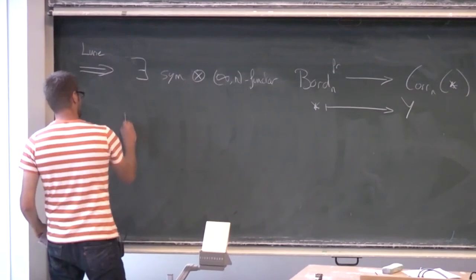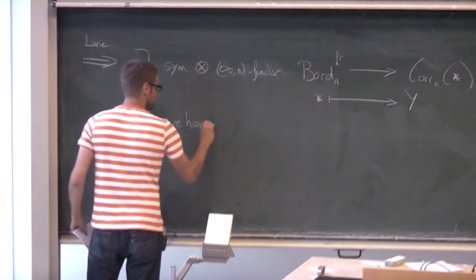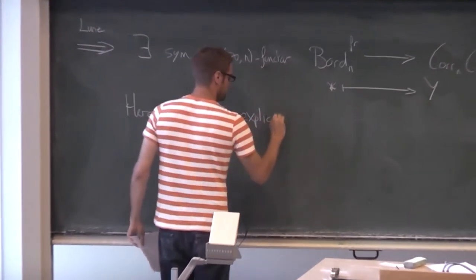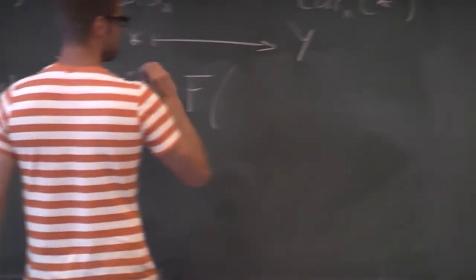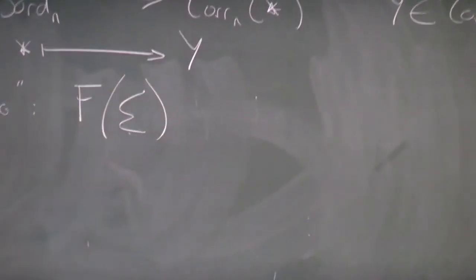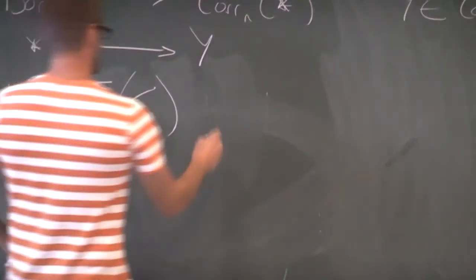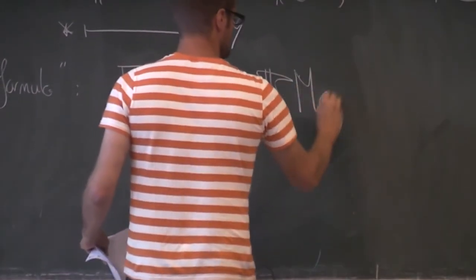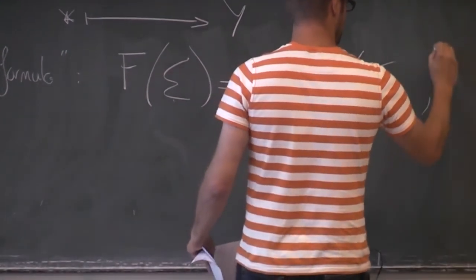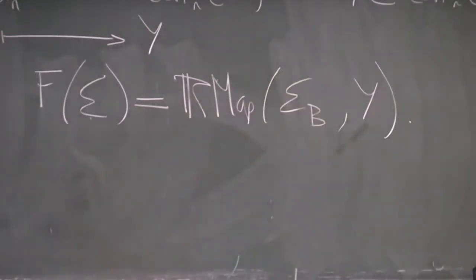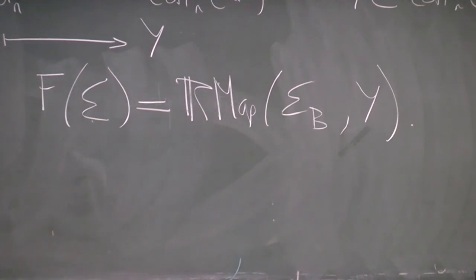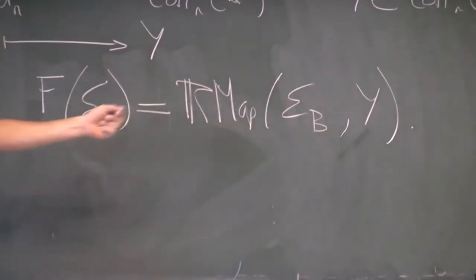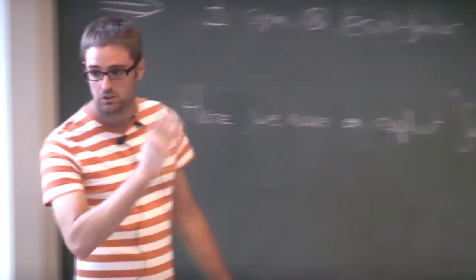So here we have an explicit, well, I would say formula. The functor of some d-dimensional guy sigma, with d between 0 and n, is just this mapping space from sigma to Y. That's all. And you can see from this that it's actually an oriented theory. In this specific case, it only depends not on the framing, but only on the orientation.